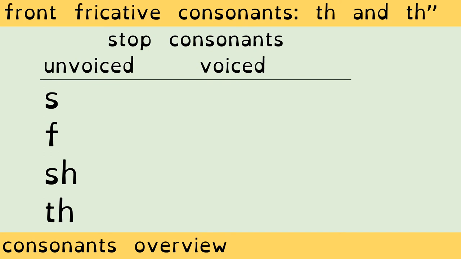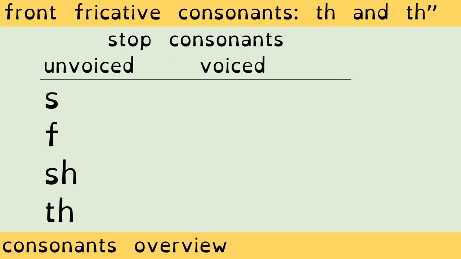First, let me list the unvoiced fricative consonants, S, F, SH, TH. The last two on the list, SH and TH, are special. They are not letters, they are digraphs. SH has 2 letters, but only 1 sound, unvoiced TH has two letters, but only one sound. Of course, today we are talking about the voiced version too. As for the others, the last sound in the letters' names is the sound that the letter represents. The S makes the S sound. The F makes the F sound.